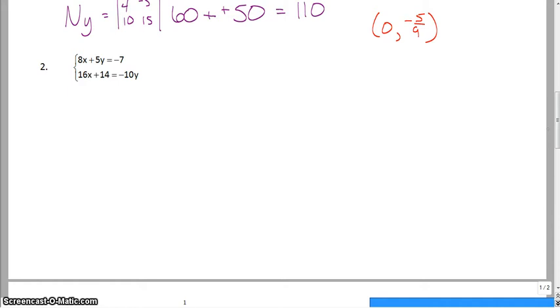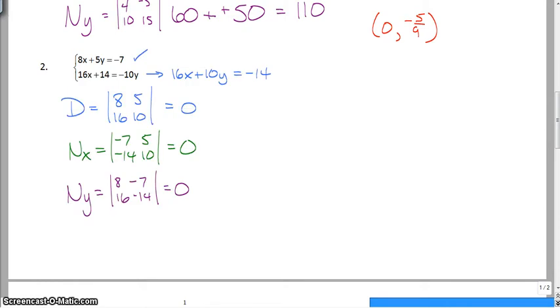Try this part on your own really quick. Did you get the same thing I got? Do you have first this written as 16x plus 10y is equal to negative 14? If not, that probably caused you some problems.